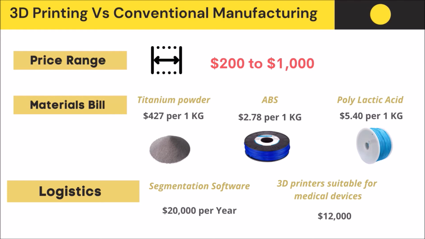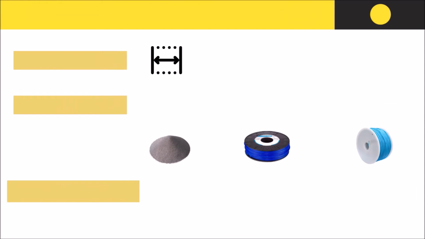$1,000. The material costs for printing are estimated as follows. Titanium powder costs around $427 per kilogram. ABS costs approximately $2.78 per kilogram. Polylactic acid costs approximately $5.40 per kilogram. Costs for the segmentation software required for printing approximates to $20,000 per year. 3D printers suitable for medical devices approximately cost $12,000.